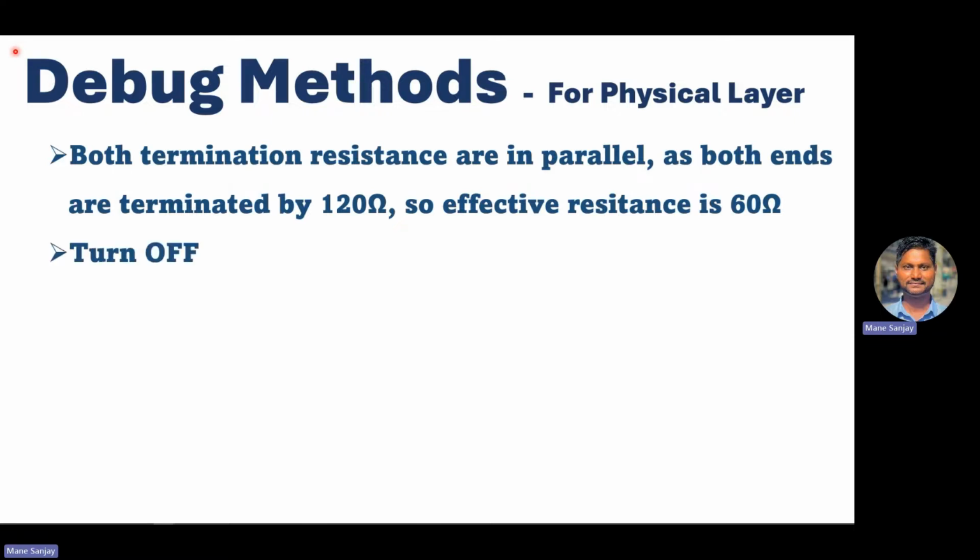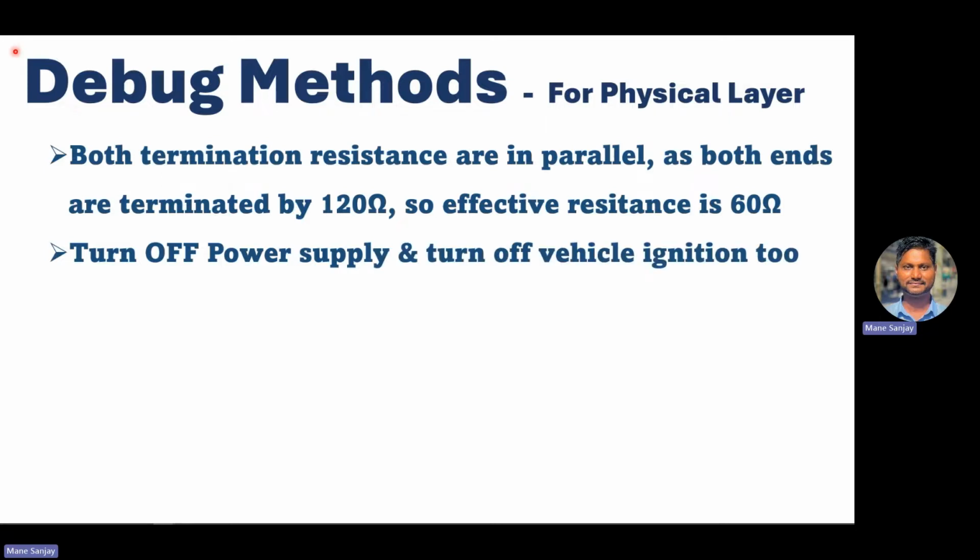For that, you need to turn on the power supply. If you are on the test rig or on the bench, the HIL bench, you need to turn on the power supply. And if you are in the vehicle, you need to turn on the vehicle ignition or the battery supply, the LV battery supply, that's 12 volt or 24 volt based on your application. You need to turn on that supply, turn on the vehicle ignition, and then with the help of a multimeter, just check.